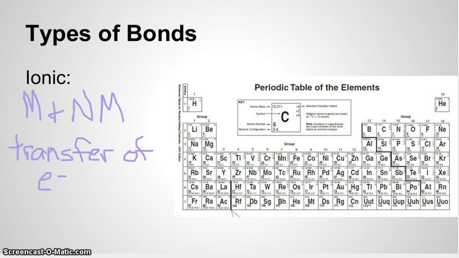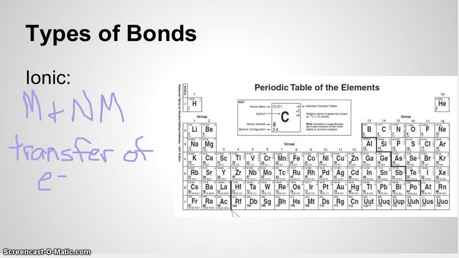So the key word there is transfer, and this comes up quite a bit. So a transfer of electrons, think about what we just talked about when we looked back at the other table. We know that anything to the left of our staircase, the metals, with low ionization energy, are willing to lose their electrons to become stable. And nonmetals to the right of our staircase, with high electronegativity, are willing to gain electrons.